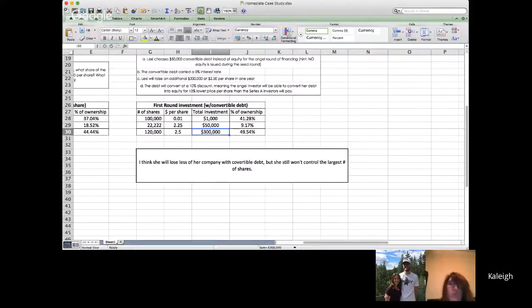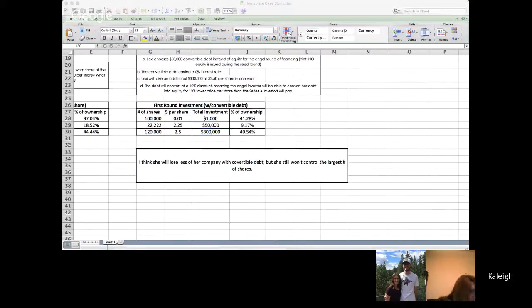I thought that what I got out of this is she was considering raising $300,000 more, but it wasn't necessarily necessary. So am I getting it wrong?